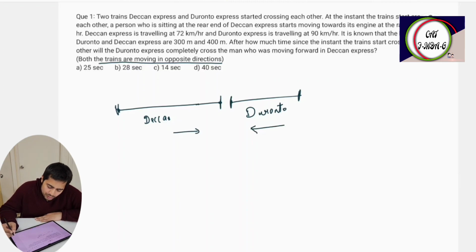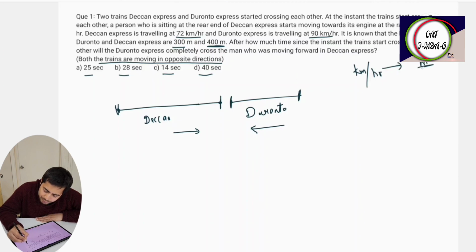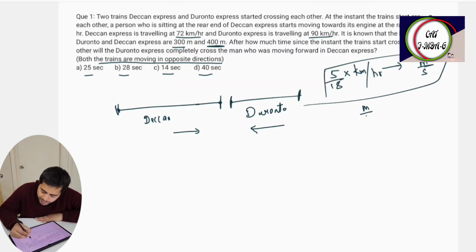The options which are given are in seconds. Options are in seconds, time is in seconds, and one speed is given in kilometer per hour, another speed is also given in kilometer per hour, and the lengths of the trains are given in meters. So what I would suggest is there is a formula: if you want to convert kilometer per hour to meter per second, multiply by 5 by 18. Simple. And vice versa, if you want to convert meter per second to kilometer per hour, multiply by 18 by 5.